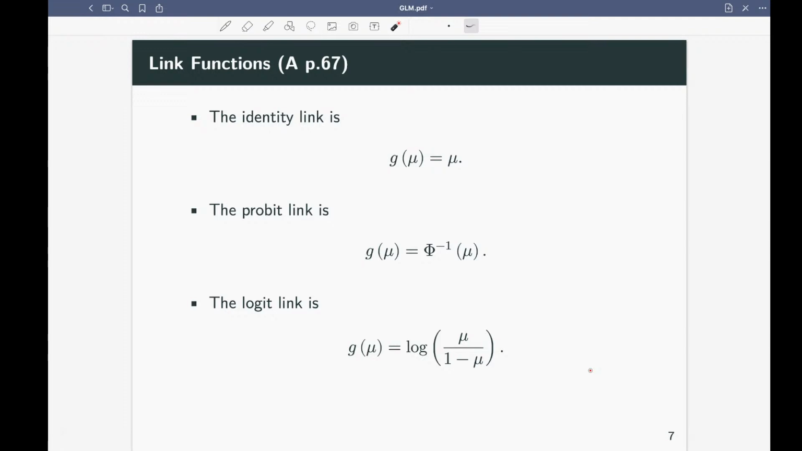How about the link functions? In this chapter, we use these 3 link functions. The first is the identity link, where g of mu is equal to mu. It corresponds to the linear probability model. I type it here.